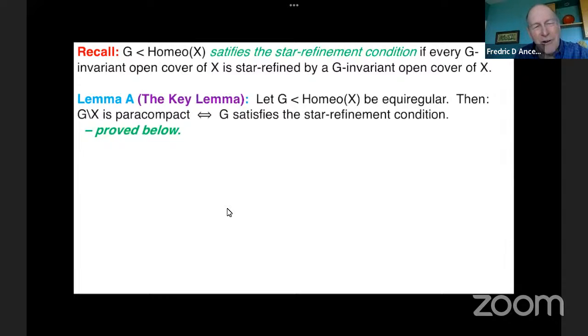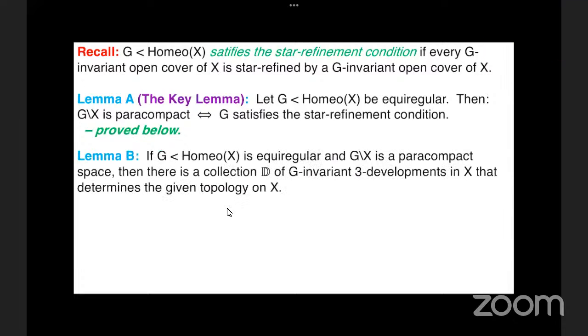So I don't know whether I'll actually sketch the proof. Anybody who really wants to see the proof, it's not edifying to see the proof. It's highly technical.